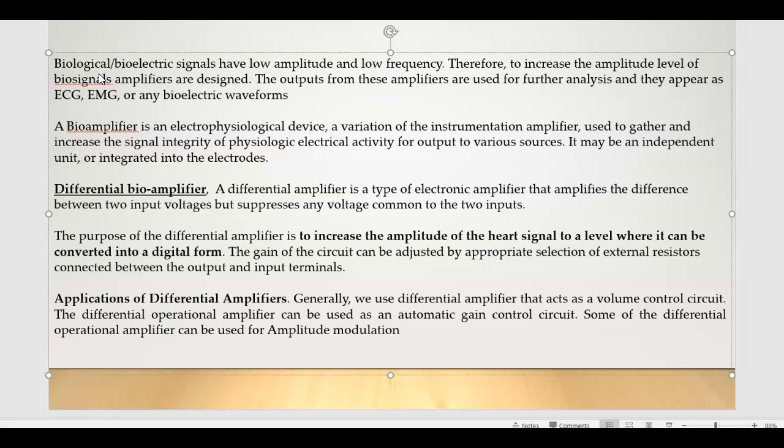Generally, we use a differential amplifier that acts as a volume control circuit. The differential operational amplifier can be used as an automatic gain control circuit. Some of the differential operational amplifiers can be used for amplitude modulation.